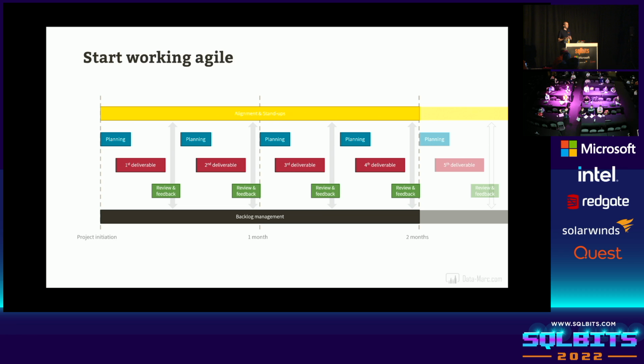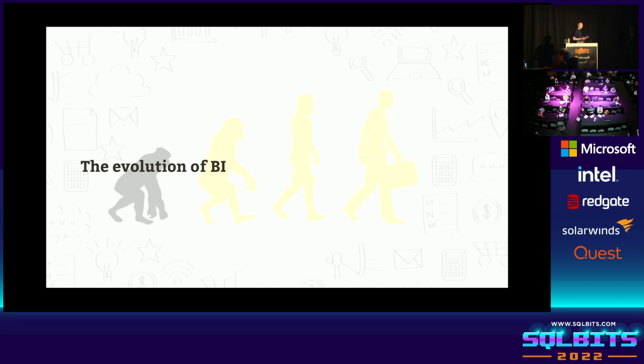But it also brings a challenge to the table, like how are we going to handle the versioning and the deployment around all the things that we deliver? So, if we compare that to the evolution of BI, this is a quick view on how these things are related to our way of working.